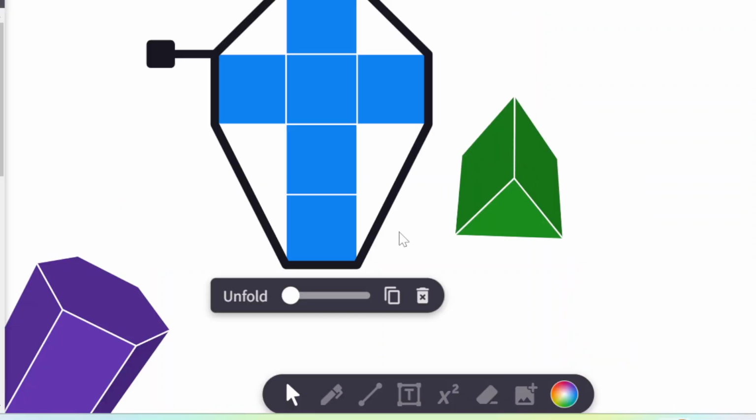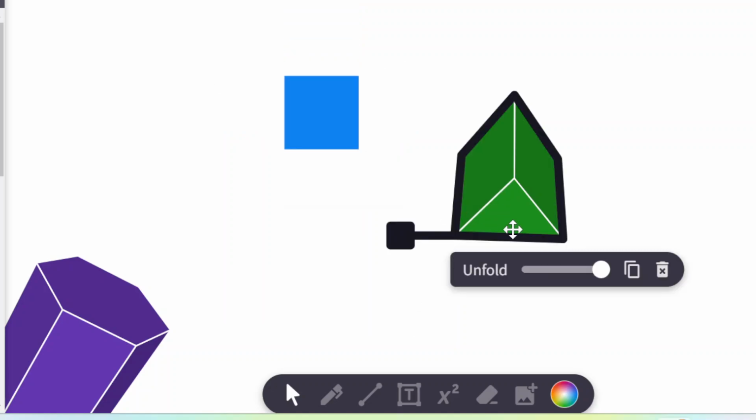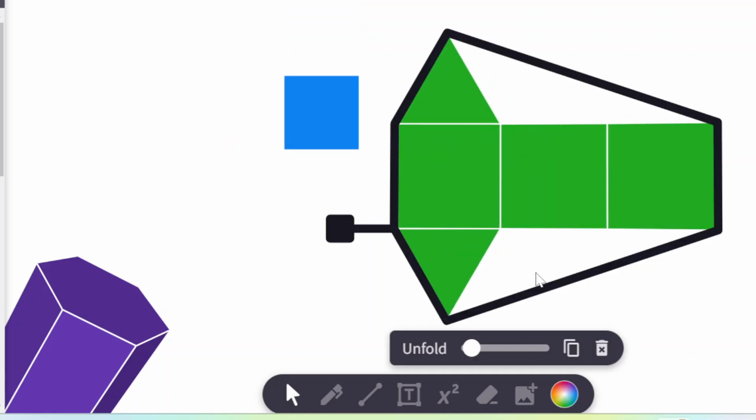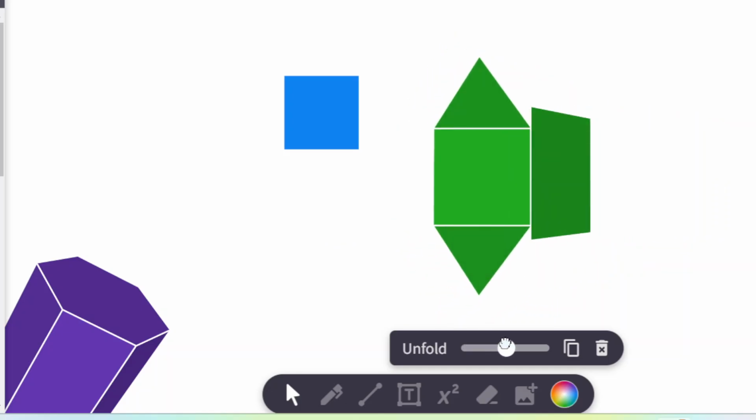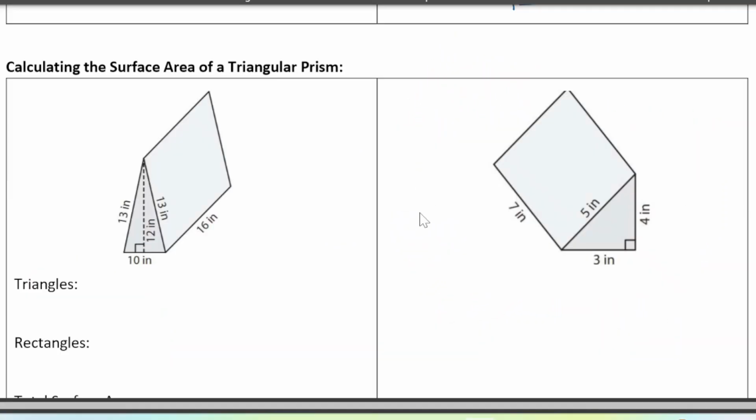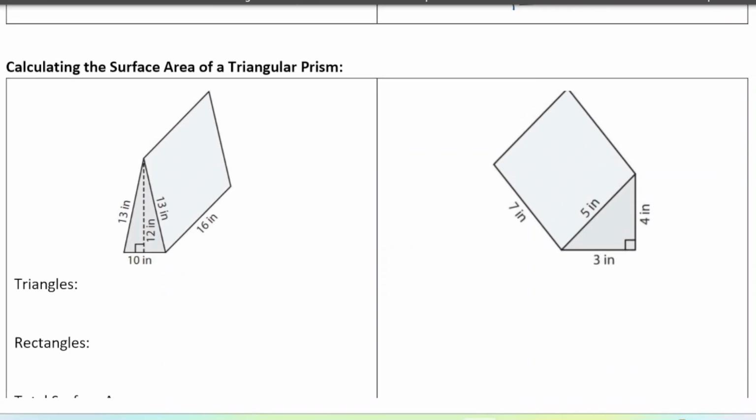And let's just look at the net again to remind ourselves what this looks like when we unfold it. So when we unfold a triangular prism, we see we have 2 triangles and 3 rectangles to work with. So all of our calculations will involve adding the area of 2 triangles and 3 rectangles together. So let's go ahead and do that. Usually I like to split up my calculations into the rectangles and the triangles separately. So let's do the triangles first.